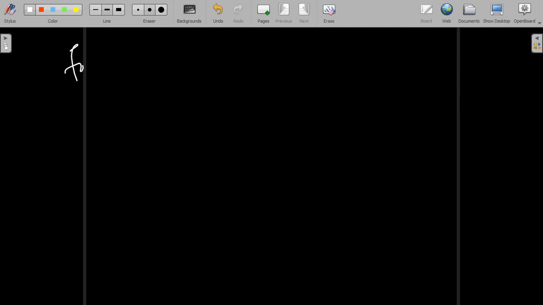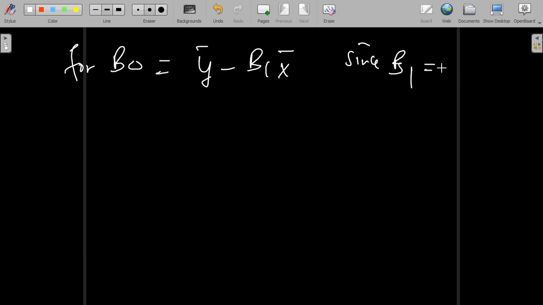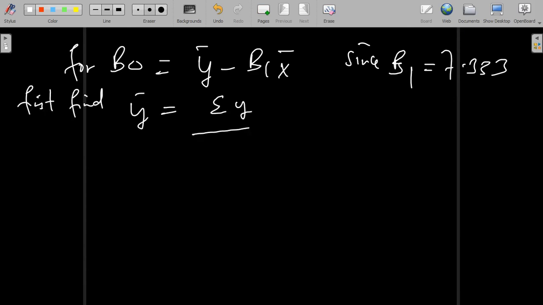So let's now go and find beta naught. Beta naught is equal to sample mean of y minus beta 1 times sample mean of x. Since our beta 1 is 7.33, now we plug into our data set. So we find the sample mean of y, which is equal to summation of y over number of observations.